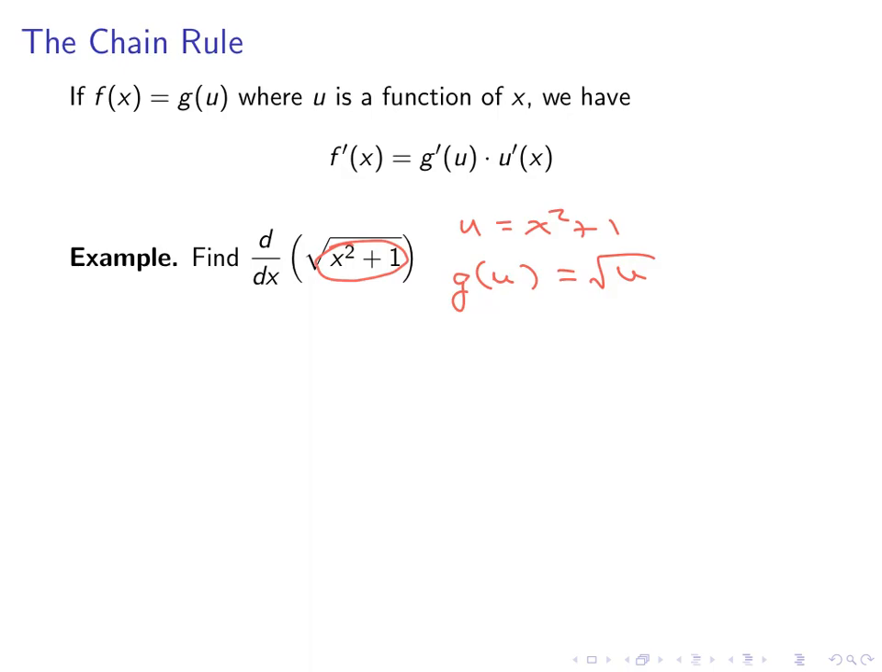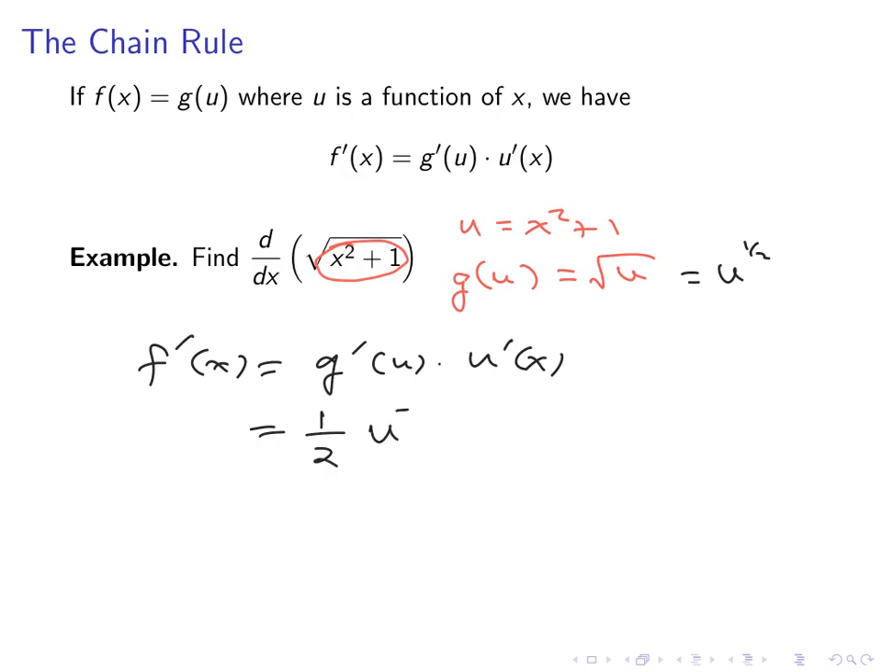So if you have that initial setup, then I can say f prime of x is equal to g prime of u times u prime of x. And now I can just figure out what these two things are. Don't forget that square root of u is really just u to the 1/2. So we use our power rule for that: 1/2 u to the minus 1/2. That's the derivative g prime of u. And then u prime of x is just the derivative of u with respect to x. The derivative of x squared is 2x, and the derivative of plus 1 is 0.